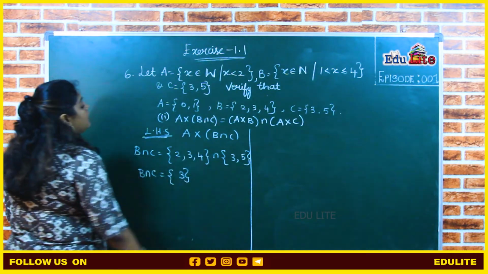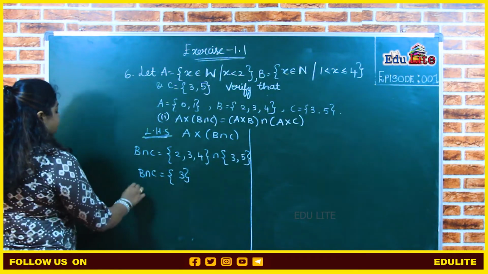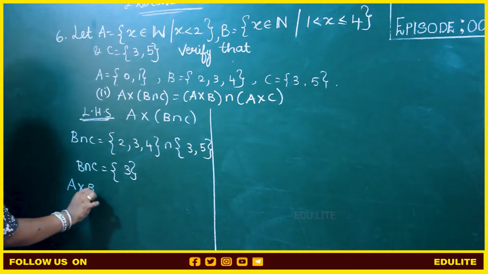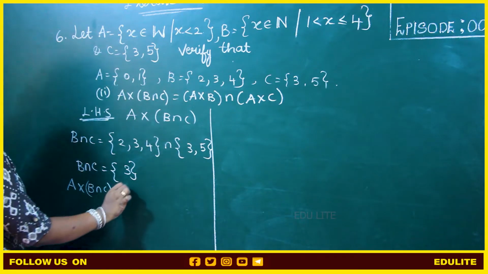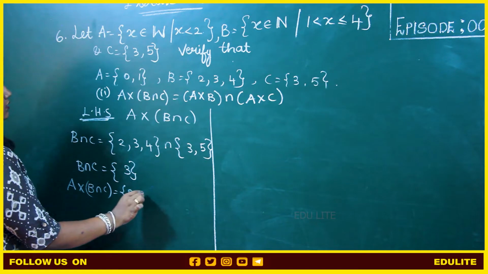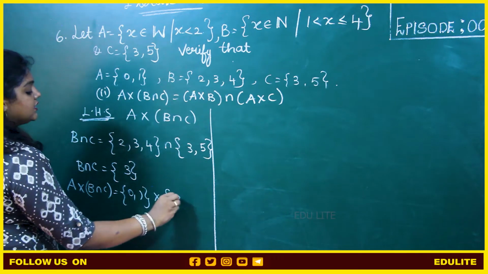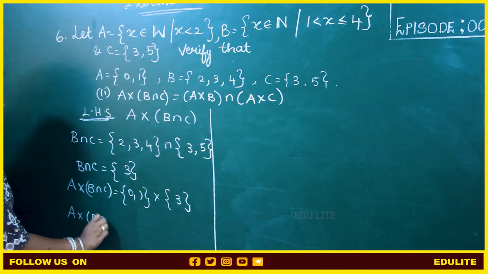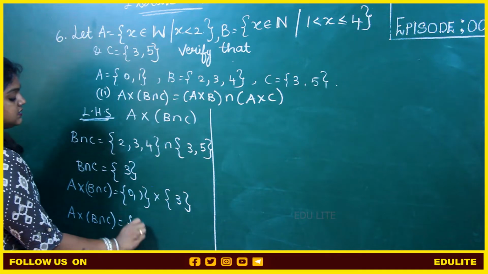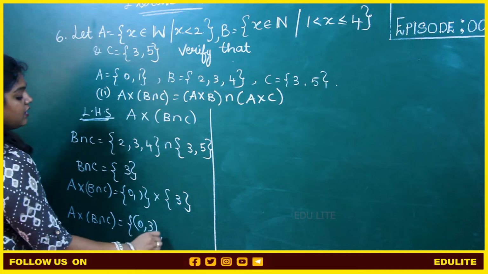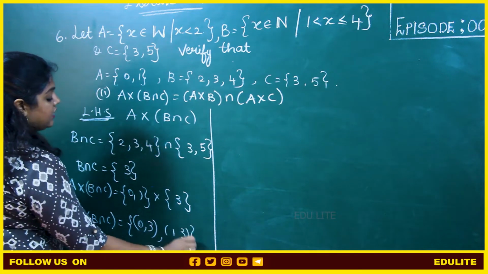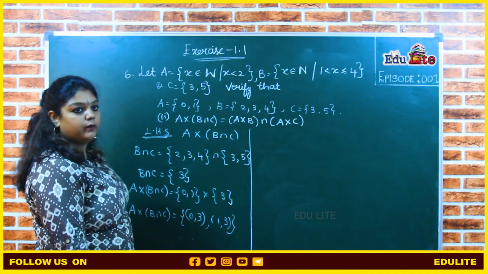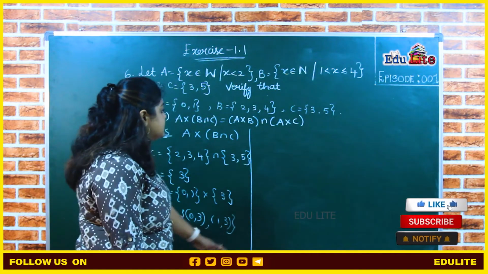Next, we have to cross product it with A. So, A cross B intersection C. A set is {0, 1}. Cross product it with 3. A cross B intersection C would be (0, 3) and (1, 3). Now what we have to do? We have to check whether the right hand side is also the same.